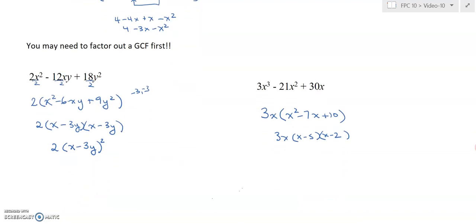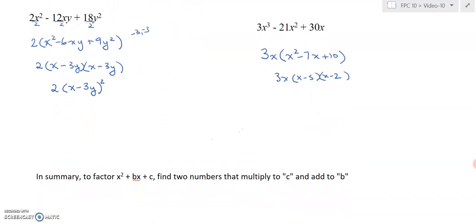So in general, to factor x squared plus bx plus c, you find the two numbers that multiply to give c and add to give b. And that is how you factor if your leading coefficient is a 1. It must be a 1. Okay? And again, it could be unfair.